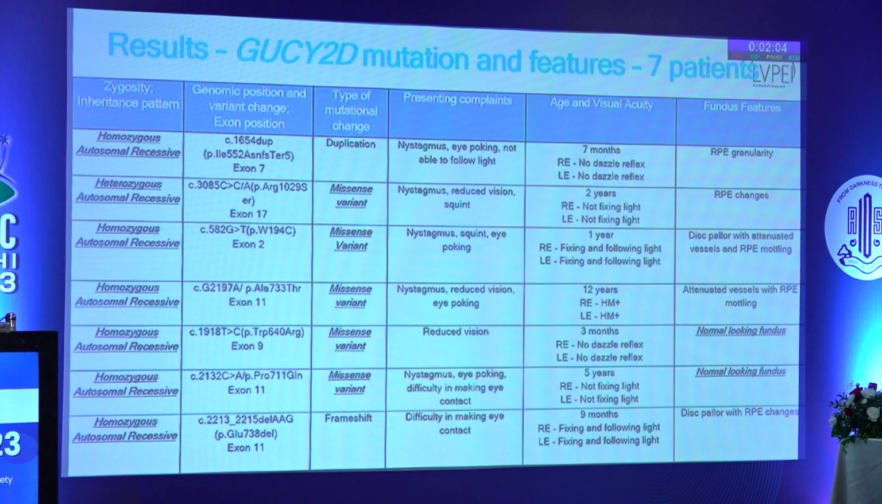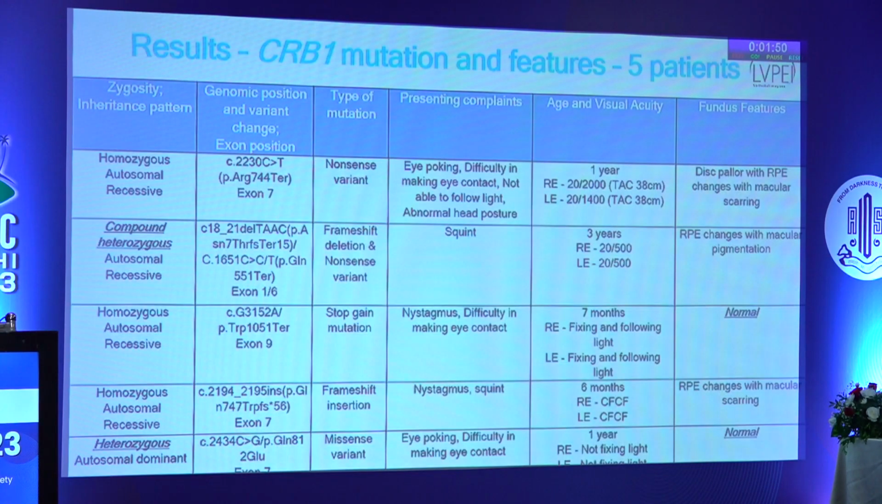Just focus on the age and visual acuity column. All the patients had severe affection of vision, ranging from just fixing or following light to just hand movement. 2 patients here had a normal looking fundus. The next most common was CRB1. There was little heterogeneity when compared to GUCY2D, the previous table I showed. They had a mixed pattern of inheritance: autosomal recessive, somewhere compound heterozygous, and we also noted heterozygous autosomal dominant. Here we had 2 patients who had a normal looking fundus, but in spite of that the vision was very low, and one child in the last row was not able to fix on light.